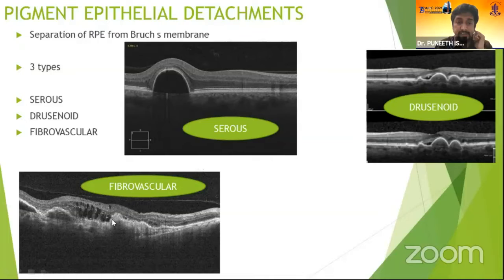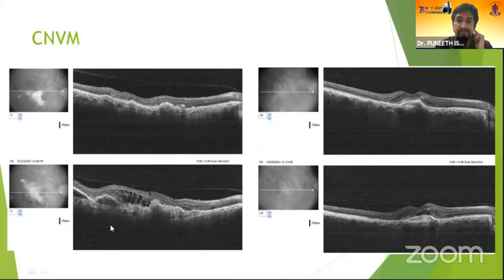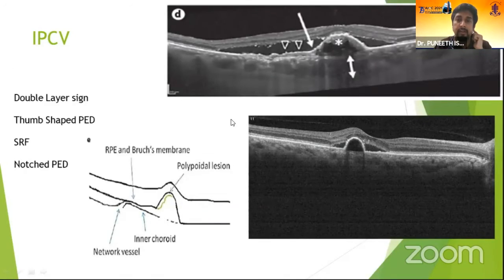And this is a CNVM, or choroidal neovascular membrane, which secretes fluid, intraretinal fluid and also subretinal fluid, in the retina. So this is a fibrovascular PED. Then this is a CNVM with intraretinal fluid which has responded to anti-VEGF. This is a CNVM with subretinal fluid which has responded to anti-VEGF. So you can find both of them in age-related macular degeneration.